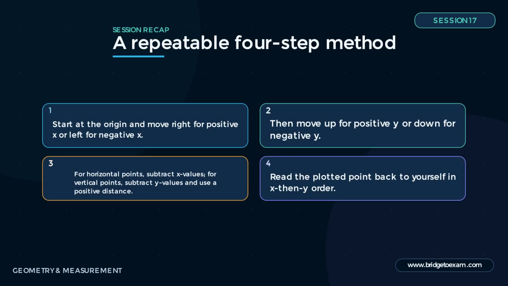Session recap. First, start at the origin and move right for positive x or left for negative x. Next, then move up for positive y or down for negative y. Then, for horizontal points, subtract x values. For vertical points, subtract y values and use a positive distance. Finally, read the plotted point back to yourself in x-then-y order.